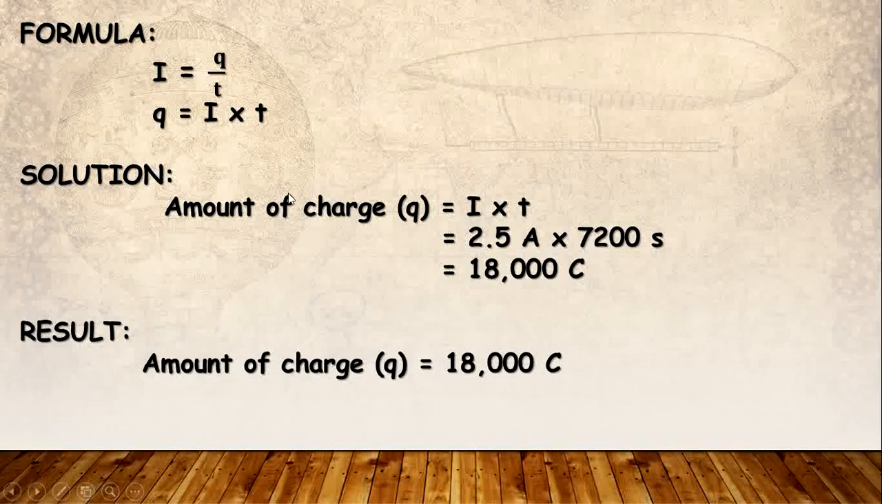Solution: amount of charge Q is equal to I into T, which is 2.5 ampere into 7200 seconds. When we multiply 2.5 and 7200, we get 18,000 coulombs. So the result: amount of charge Q is equal to 18,000 coulombs.